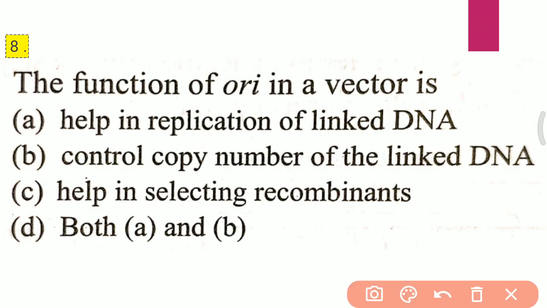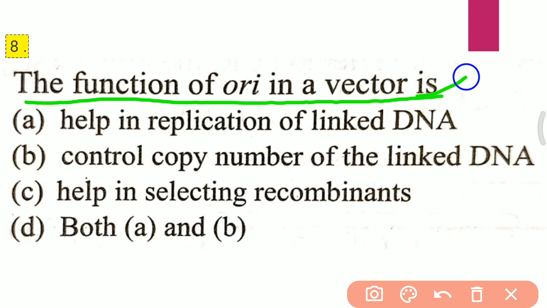Question 8. The function of ORI in a vector is A. Help in replication of linked DNA, B. Control copy number of the linked DNA, C. Help in selecting recombinant, D. Both A and B. I repeat the question. The function of ORI in a vector is, and the correct answer for the eighth question is D, that is both A and B.